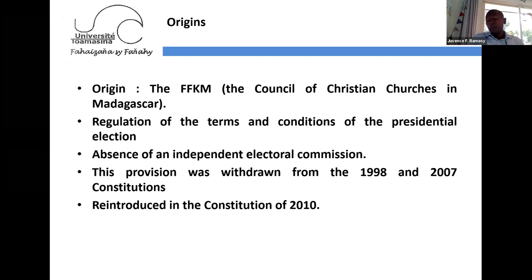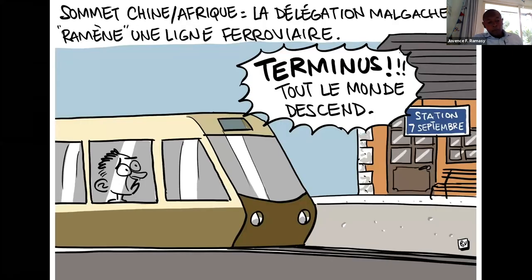But we can see that a few years later, with the new constitutions in 1998 and 2007, the provision was withdrawn. And then it was reintroduced in the new constitution of the Fourth Republic. We can see it in Article 46 of the new constitution, and it was also the same in the constitution of 1992. They have to resign before the date of the campaign, or with the new constitution, 60 days before the election. That happened for the first time for the election in 2018, when the president of the republic had to resign, around the 7th of November.